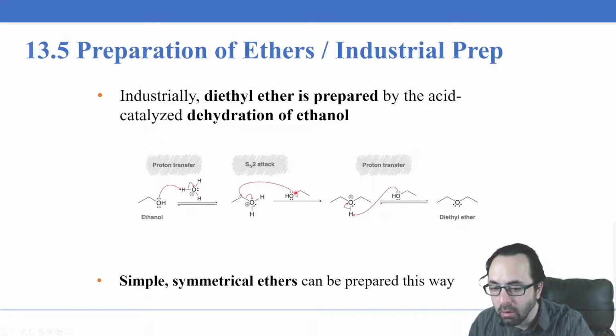So you can make simple symmetrical ethers this way. As you know, we have the attack by ethanol on ethanol. So it's a bunch of ethanol in the acid solution, and you can make an ether that way with 2 ethanol molecules essentially combining to make each of the ethyl parts on either side of the ether.